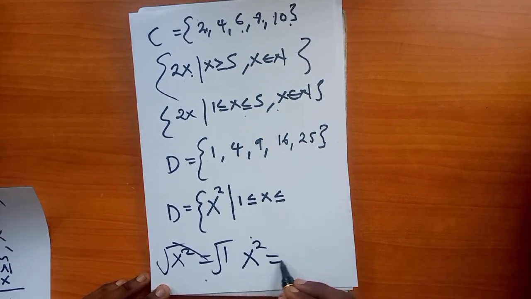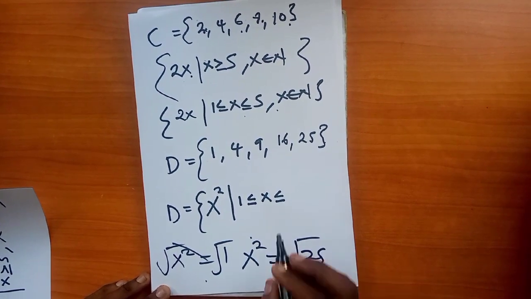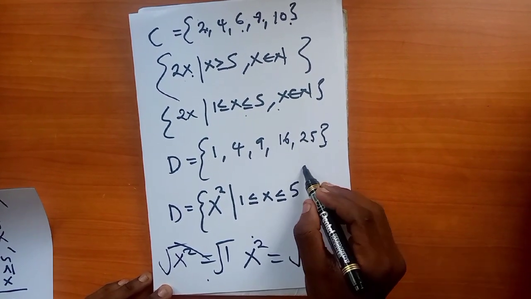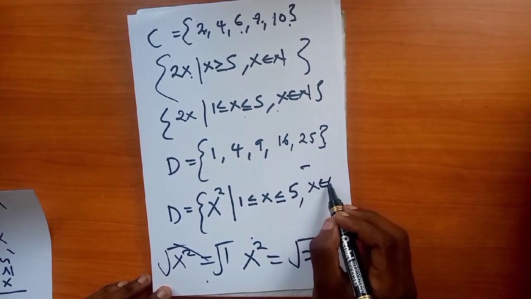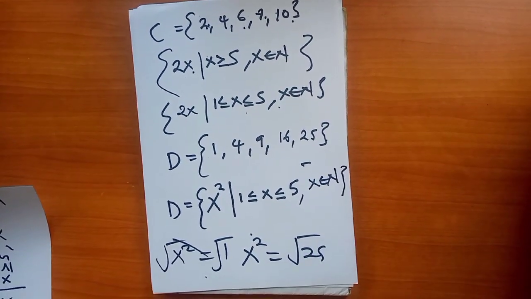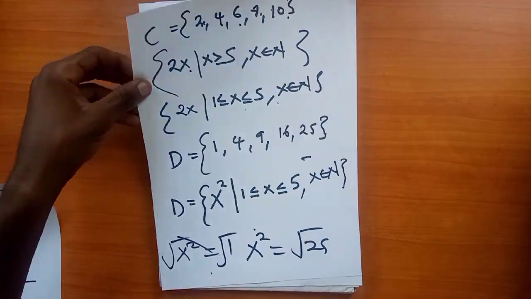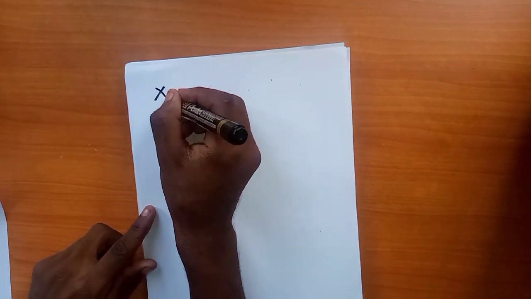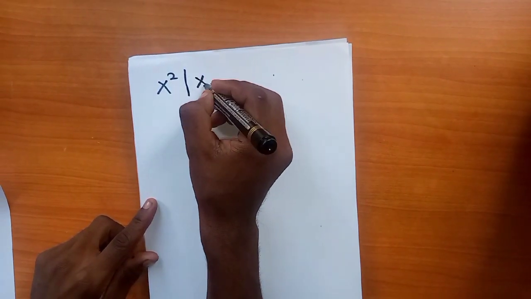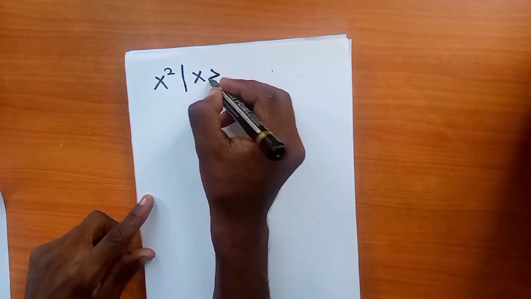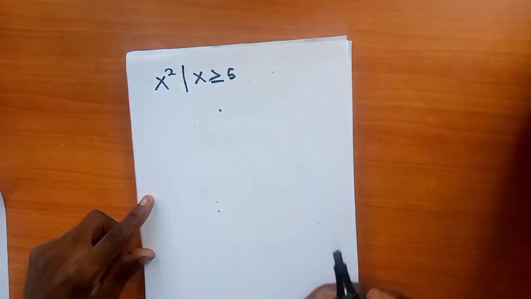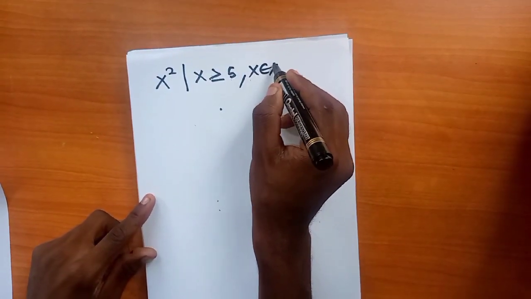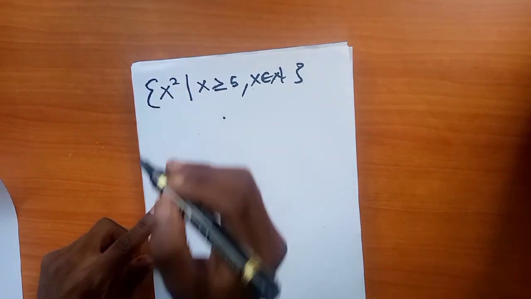So what is the root of 25? The square root of 25, you realize, is going to be 5. Then x should be a member of natural numbers. This notation is going to give you the set that we have up above. Apart from that, you can simply say x squared is such that x is less than or equal to 5, and x is a member of natural numbers, and this is also going to stand.